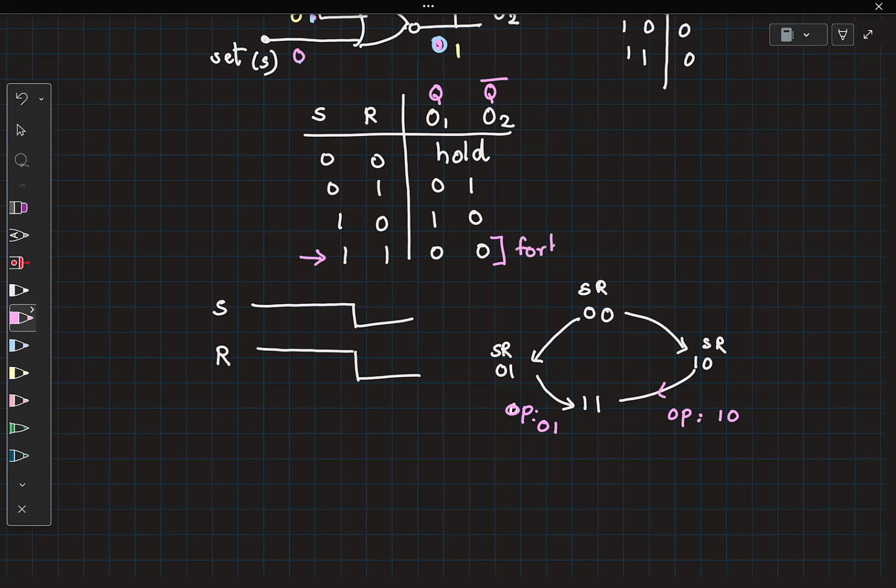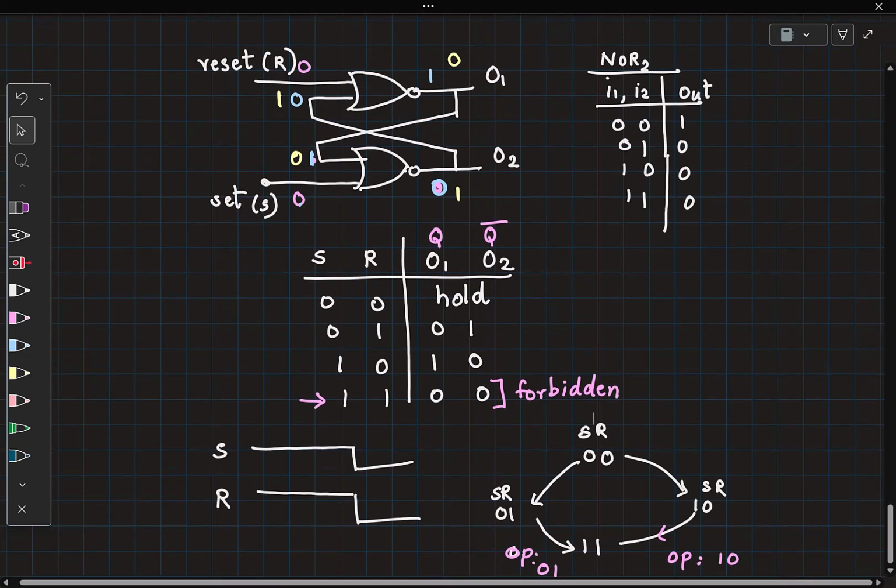But this is for your information, because as you will see shortly, we are going to have the SR equal to 1 1 state also when we use this as a phase detector. Okay, so now we know the characteristic of an SR latch. Let's now use this as our phase detector.